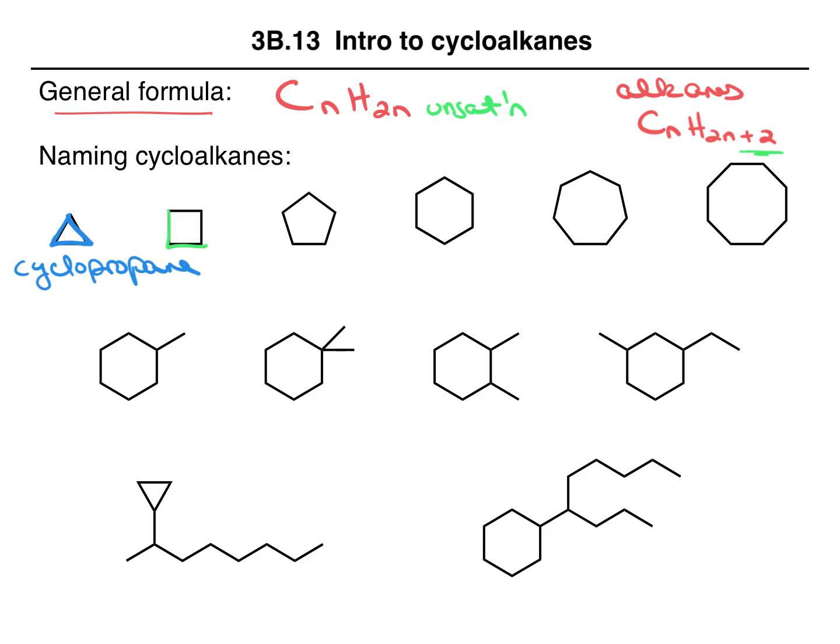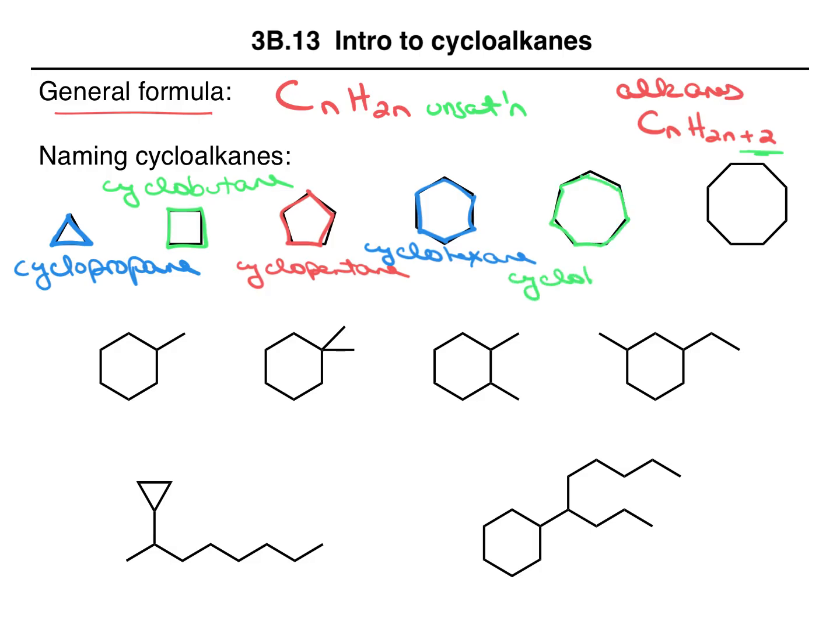If we have 4 carbons, this would be cyclobutane. 5 carbons, this is cyclopentane. 6 carbons, cyclohexane. 7 carbons is cycloheptane. And 8 carbons, perfect that I got back to red, this is cyclooctane, our stop sign. Notice we have cyclo and then octane, so it's 2 O's, cyclooctane.